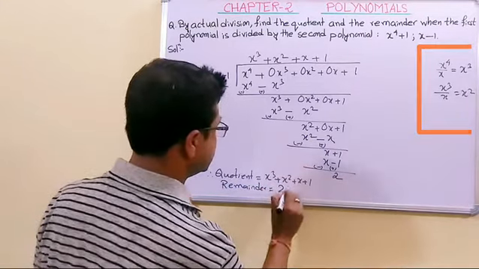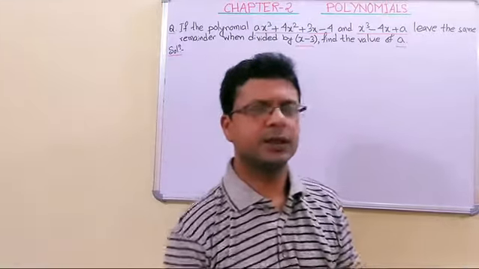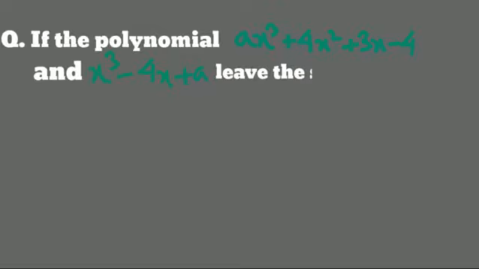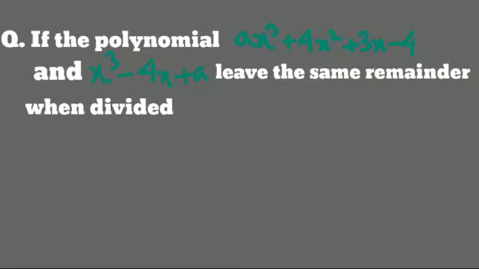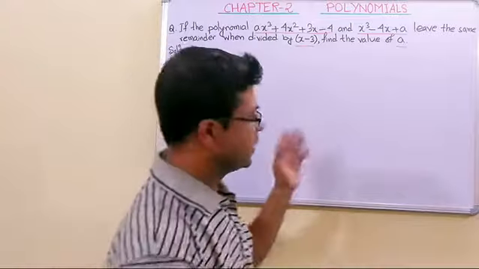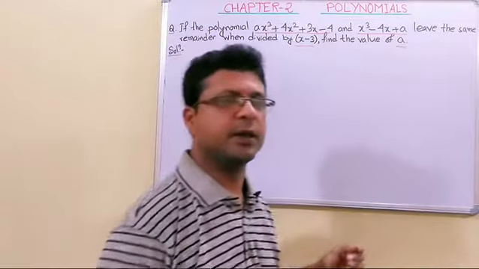Okay, we have taken the second question. Let us read the question. If the polynomials ax cube plus 4x square plus 3x minus 4 and x cube minus 4x plus a leave the same remainder when divided by x minus 3, find the value of a. Okay, before solving this, let us recapitulate the remainder theorem.